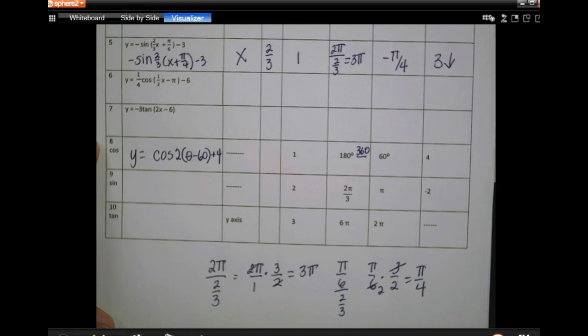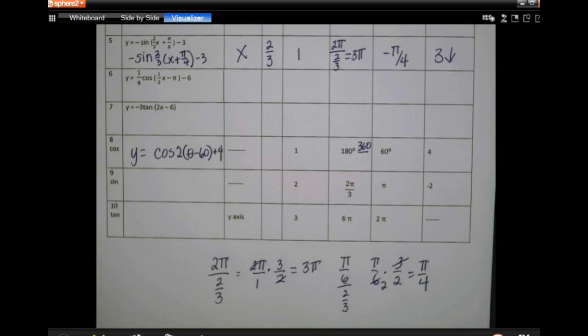On number 9 now you're going to use the sine. So write down on number 9 what you think it's going to look like and I'll give you the answer.